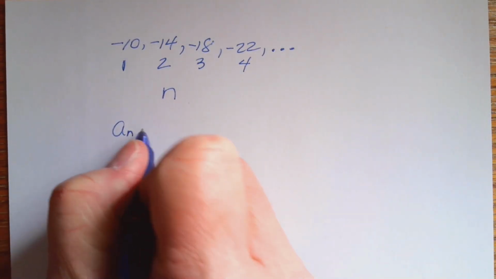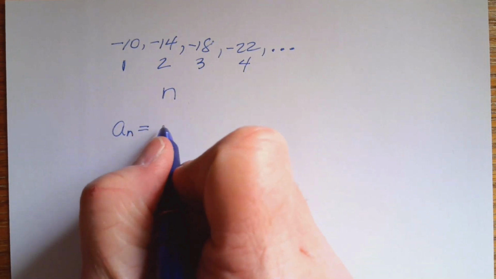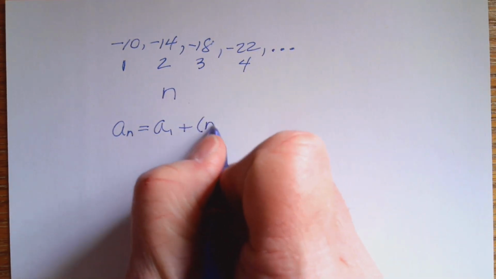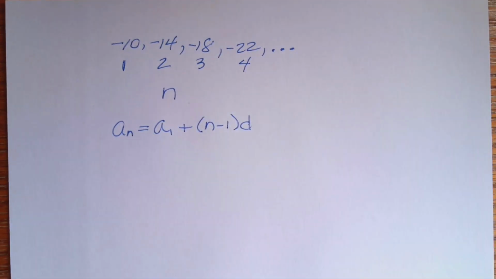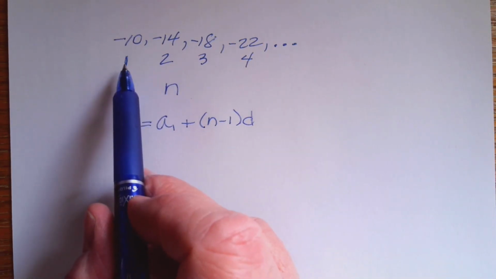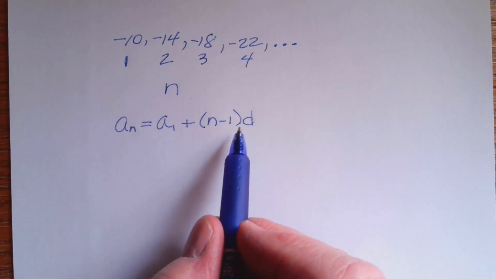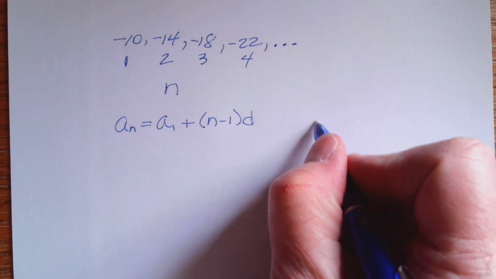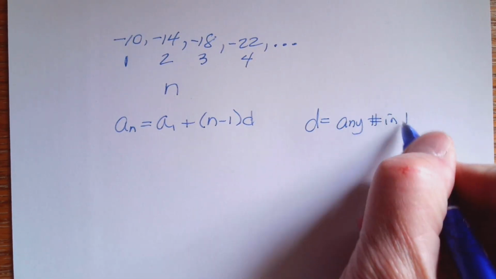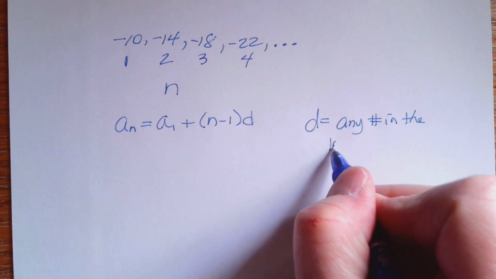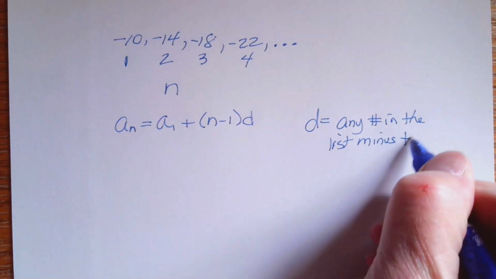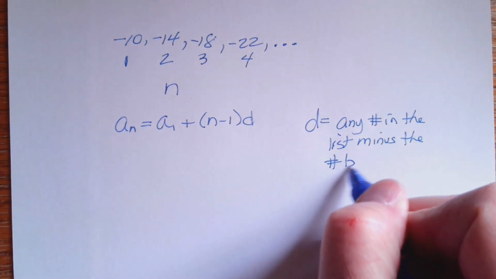It reads a sub n equals a sub 1 plus n minus 1 times d, okay, where a sub 1 is the first number in the list. d is the difference. Okay, to get the difference, d equals any number in the list minus the number before it. Okay?